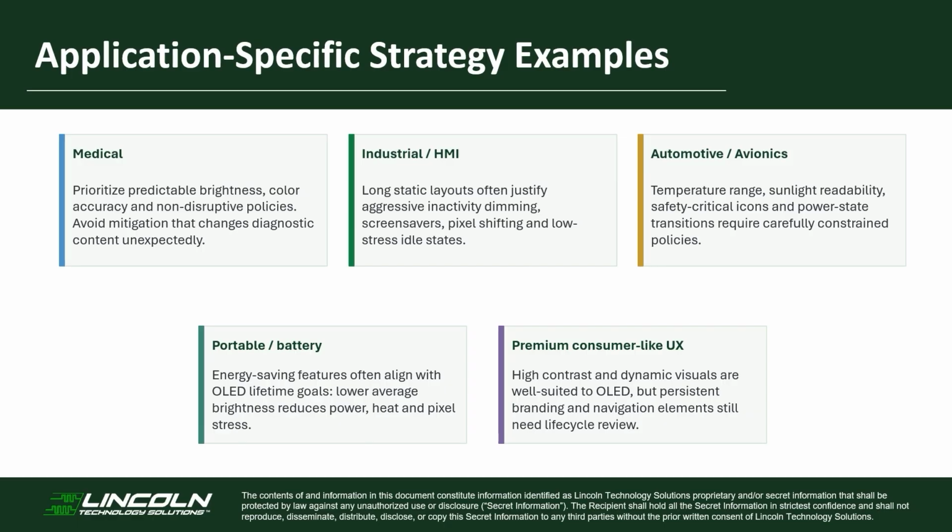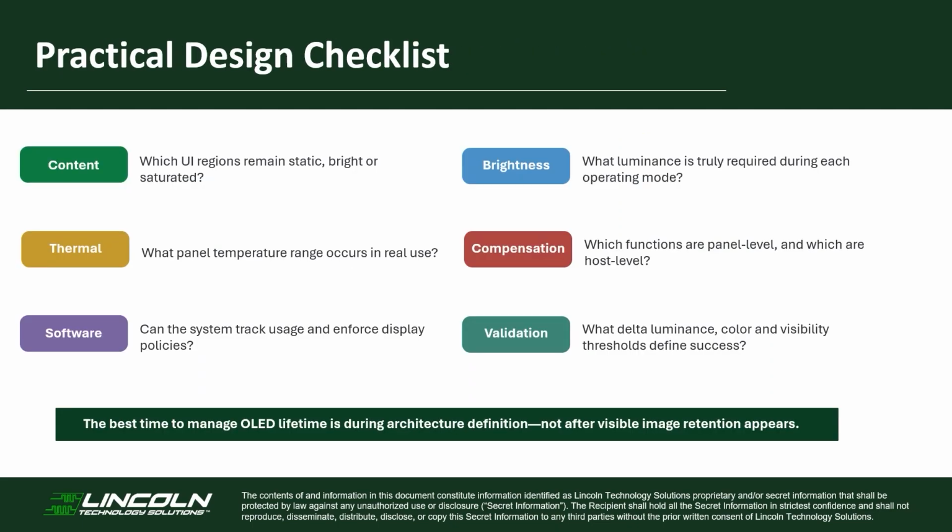During architecture development, the team should answer 6 questions. Which regions of the user interface remain static, bright, or saturated? What luminance is actually required in each operating mode? What panel temperatures will occur in real use? Which compensation functions are provided by the panel and which must be provided by the host? Can the software track usage and consistently enforce the required policies? And finally, what luminance, color, and visibility thresholds define a successful lifetime result? The best time to answer these questions is during architecture and interface definition, not after image retention becomes visible.